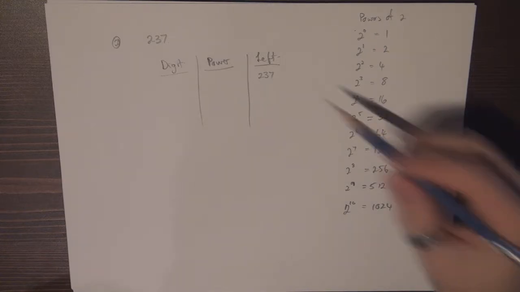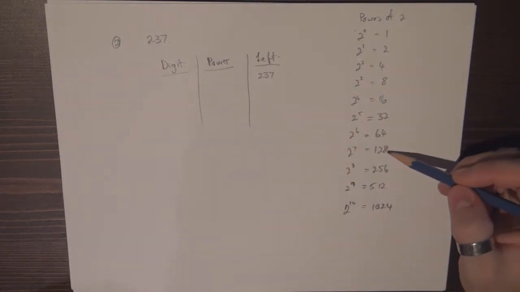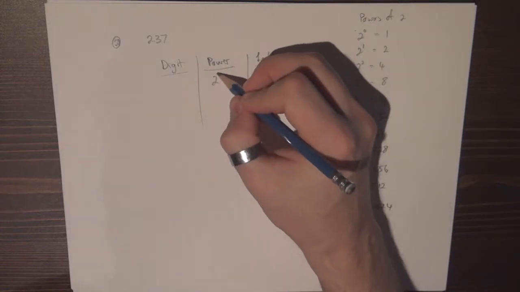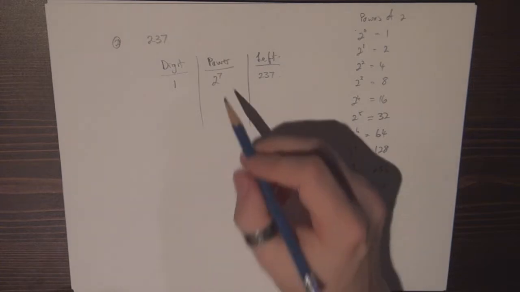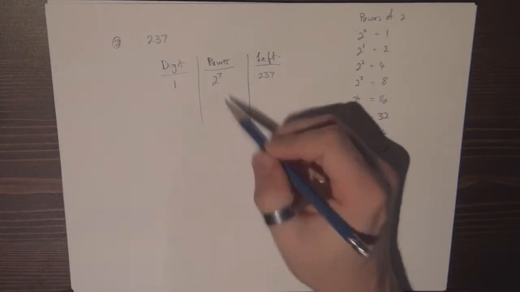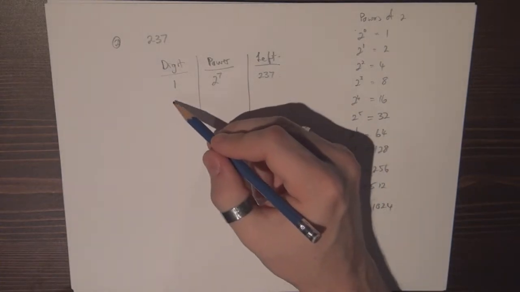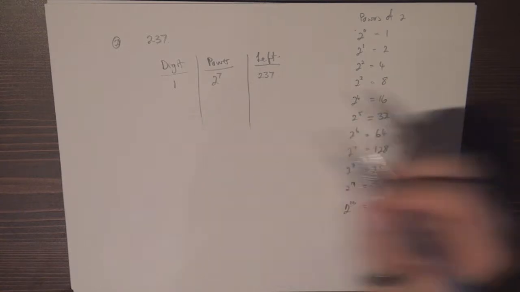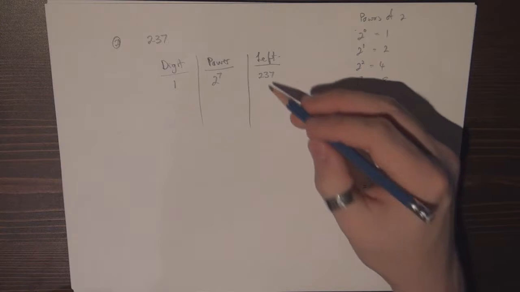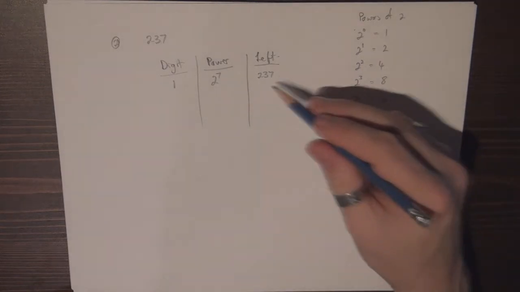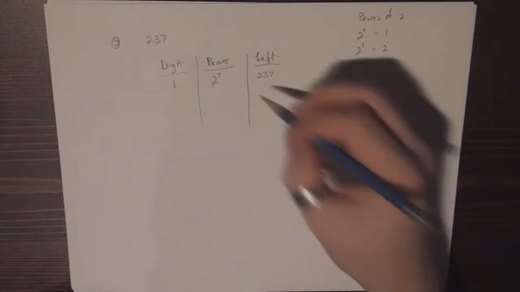So the biggest one I can fit into 237 is 2 to the 7. And I'm going to do it only once. Now I want to list all of them, even when it can't fit in, because it's going to be a digit and that place is important. So 2 to the 7 is 128. So I take that away and I have 109.